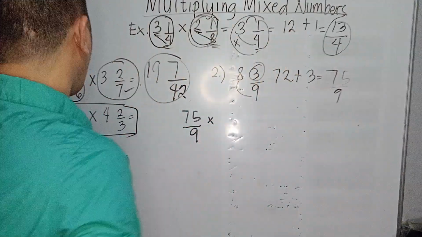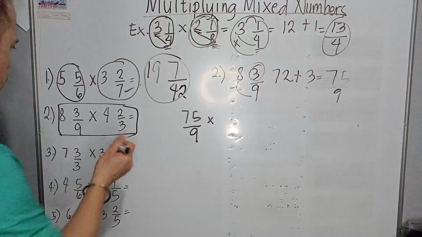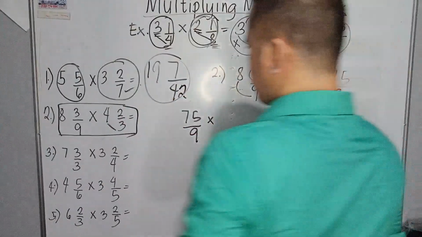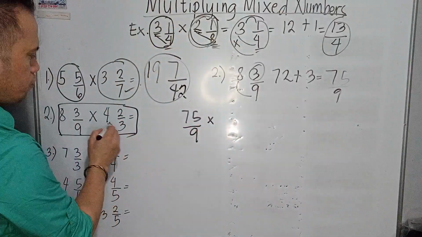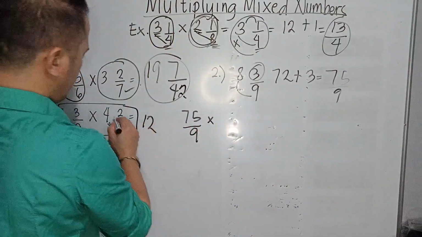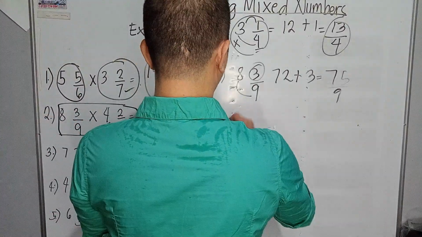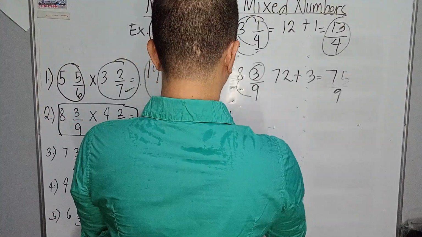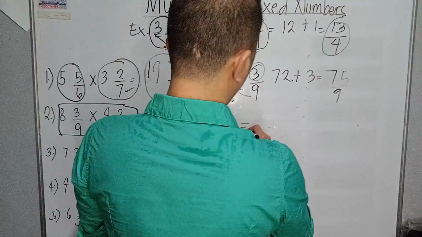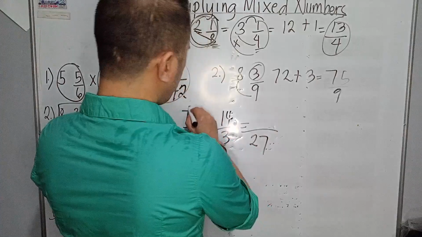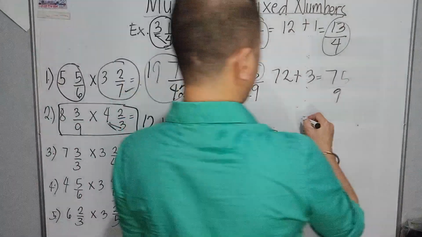Okay, so next we have 4 and 2/3, this one. So we need to show you guys how to solve that. So 4 times 3, so we have 12, plus 2, so we have 14. So we're going to write here 14 over 3. Let's continue here. So we have 3 times 9, so we have 27. So we need to multiply 75 times 14.